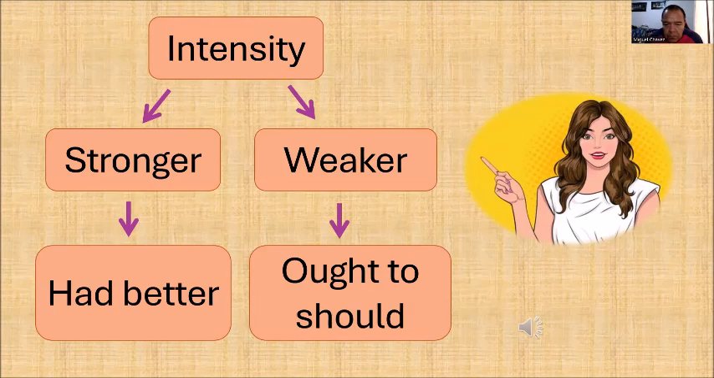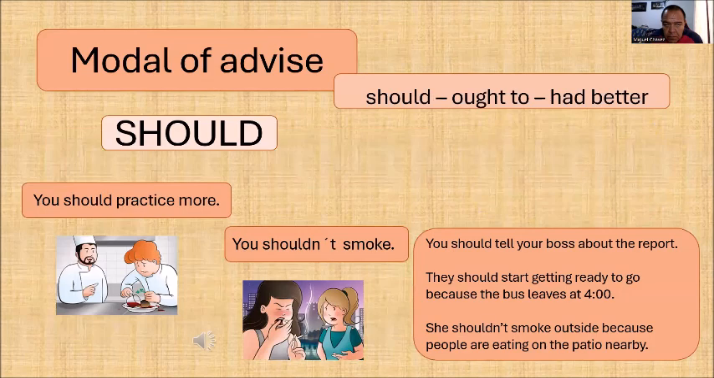Next, it's always helpful when you can visualize where the modals belong in relation to one another when giving a suggestion. For example, the modal had better expresses a stronger suggestion than ought to and should. As we saw in the previous explanation, common modals of advice in English are should, ought to, and had better. Let's check the differences in meaning and usage.